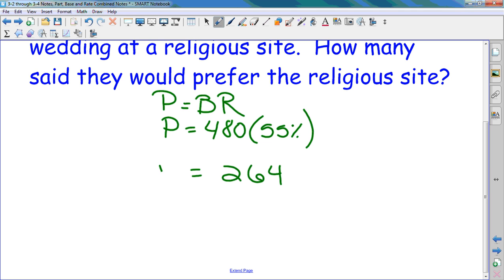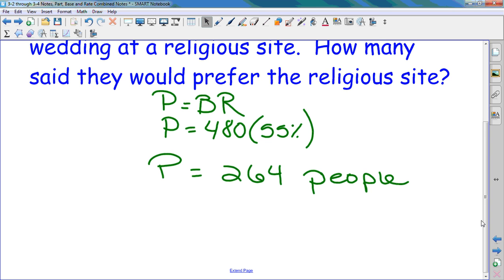264. And part, what does part stand for? I'll make it for religious site. I guess I should put people in there. I'm just going to say people. Don't have to write it all out.